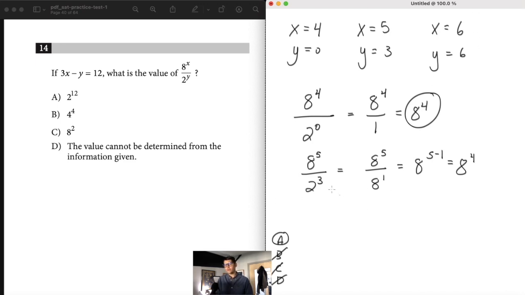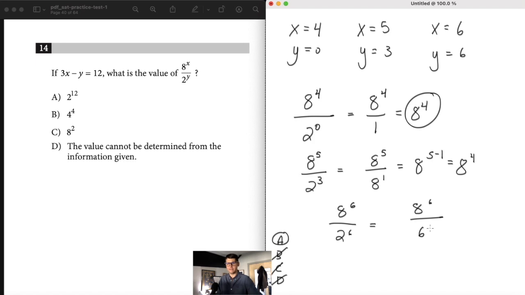I don't know how it's going to work with 6 and 6, but let's just try it for a second. The thing is, I don't know what 8 to the 6 is, right? So this is an approach where if we use too big of numbers, it wouldn't make sense. Because I don't know what 8 to the 6 is, nor do I know what 2 to the 6 is, really. I mean, I could figure it out, I think it's 64. So this would be 8 to the 6 over 64.